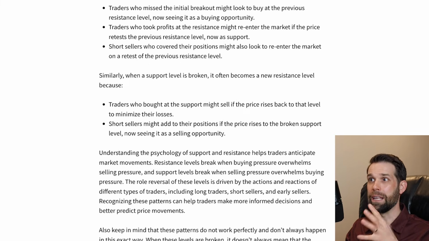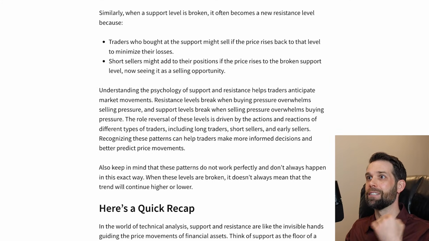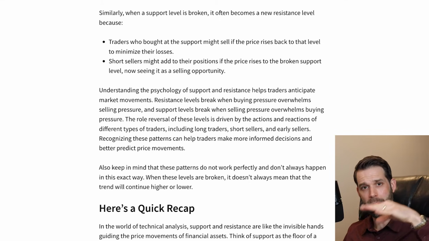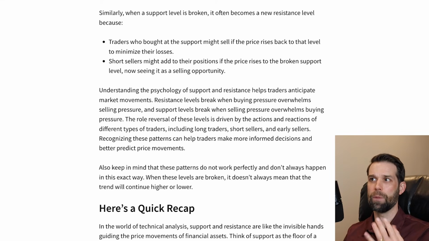And similarly, when a support level is broken, it often becomes a new resistance level, because traders who bought at the support might sell if the price rises back up to the level to minimize their losses. So if the stock was falling in a downtrend and there was an area of support, people thought that it would hold and they bought. Well, the stock broke the level of support and fell back down. As it rises back up, those people that bought might want to sell and reduce losses if the stock continues in a downward movement. So understanding the psychology of support and resistance helps traders anticipate market movement.